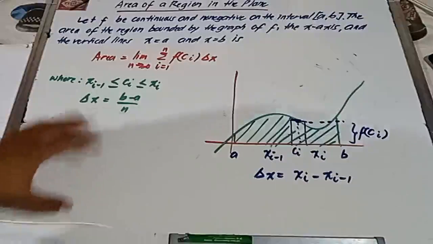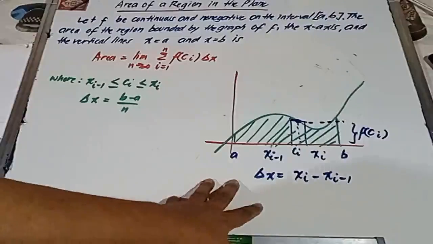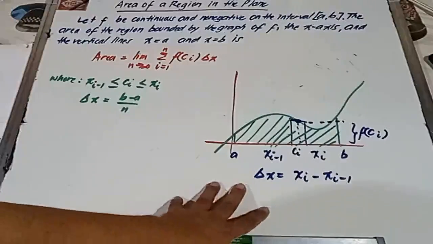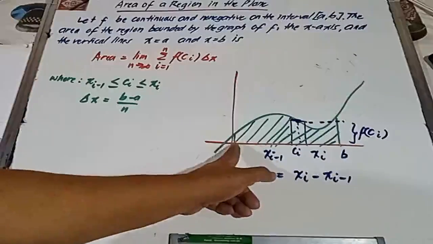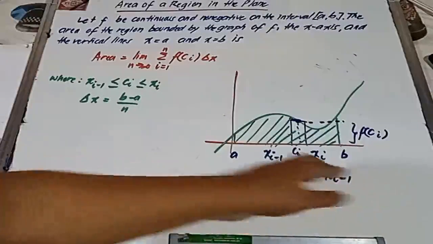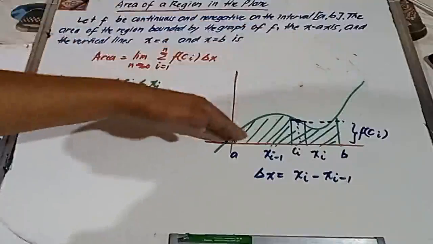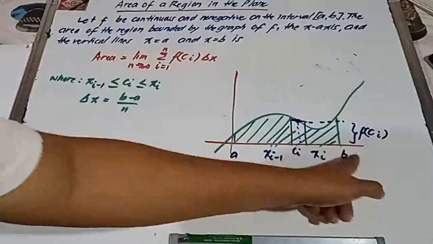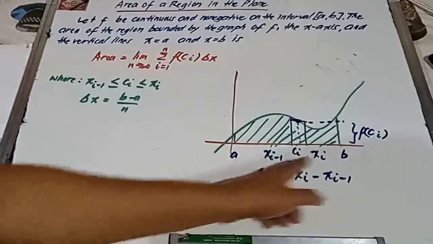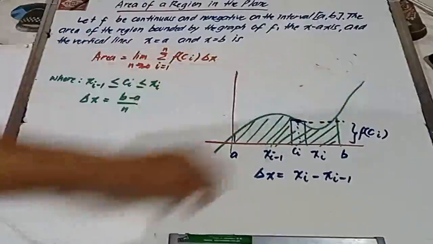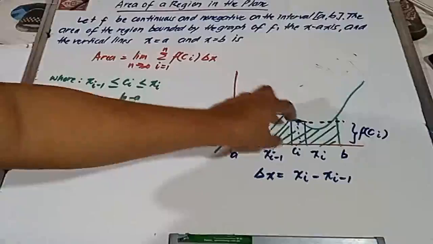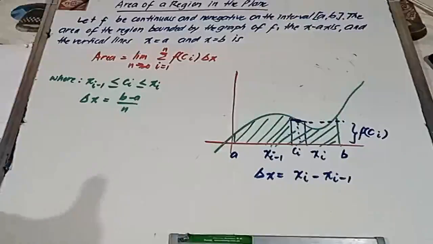Now, yung ating region na tinutukoy is this one. If this is the function, the graph of the function f of x, ito yung vertical lines natin, x equals a at saka x equals b. At saka yung tinutukoy na x-axis. So, ito yung vertical lines, x equals a, x equals b, and the x-axis and the graph of the function f of x. So, ito yung area na tinutukoy. How are you going to determine the area?